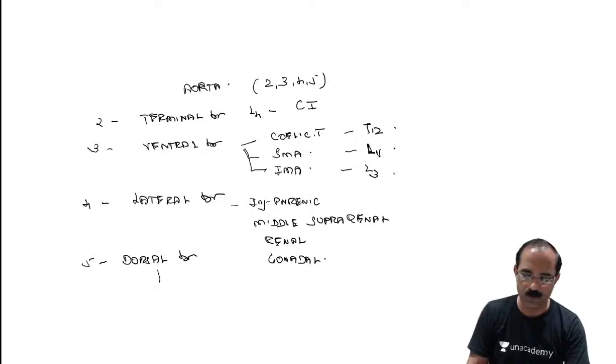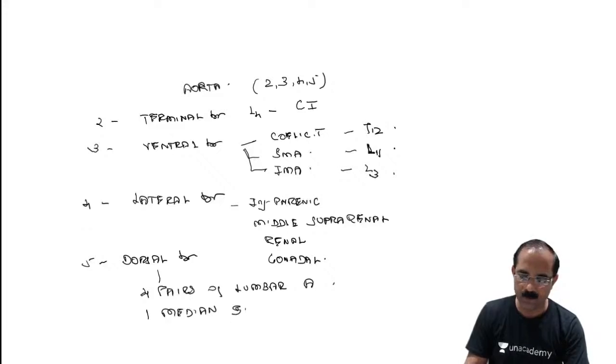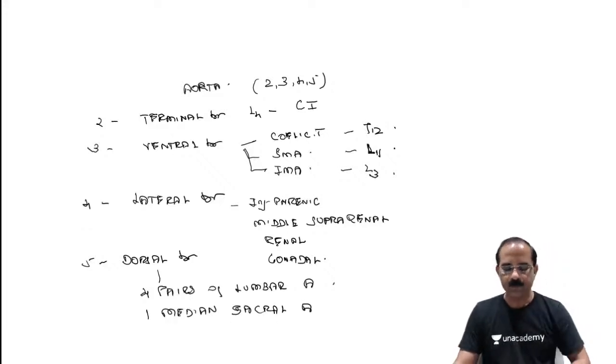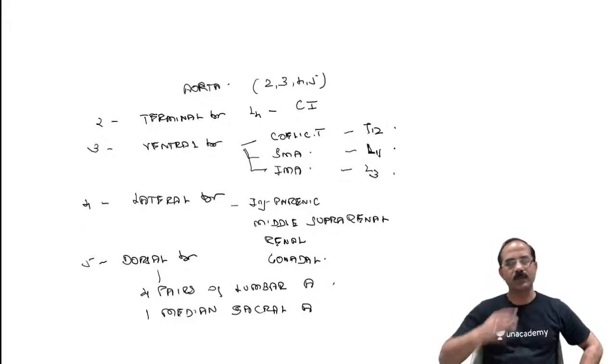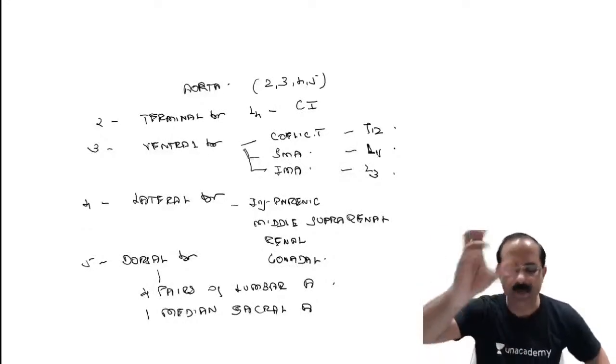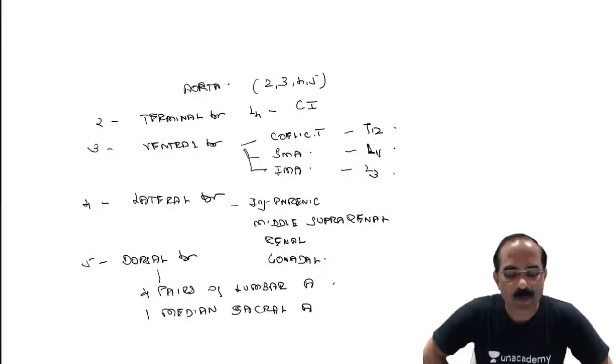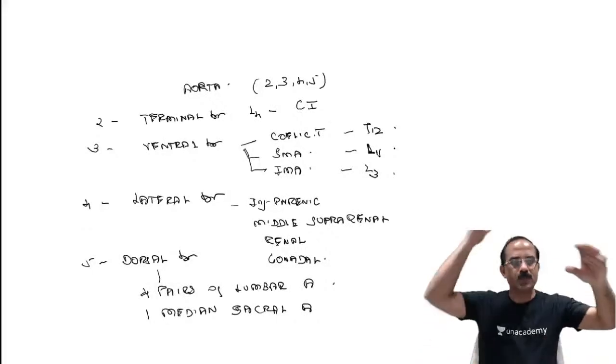5 dorsal branches. In that, 4 pairs of lumbar arteries, and 1 median sacral artery. 4 pairs of lumbar arteries and 1 median sacral artery. That's the easiest way to remember the branches of abdominal aorta. How do you remember this?